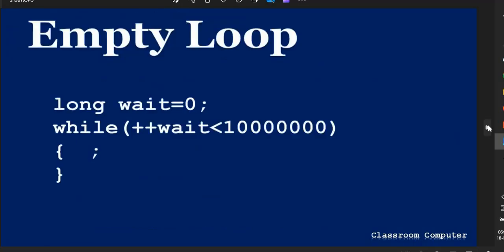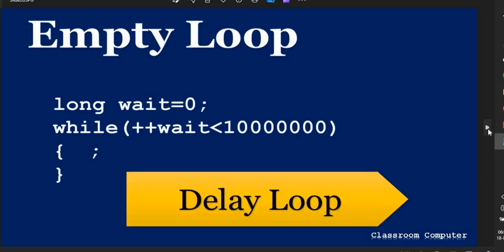This type of loop is called an empty loop because this loop doesn't contain any loop body, only a single semicolon. Look, here wait is a long type variable. This type of loop is sometimes called a delay loop. What is a delay loop? Let's see a modified version of this program.